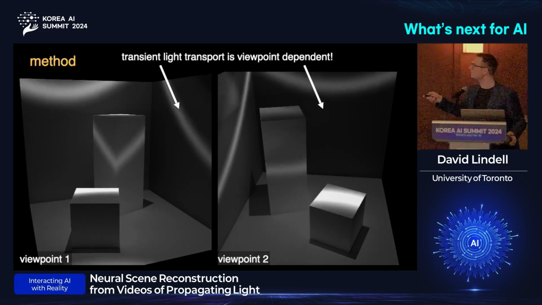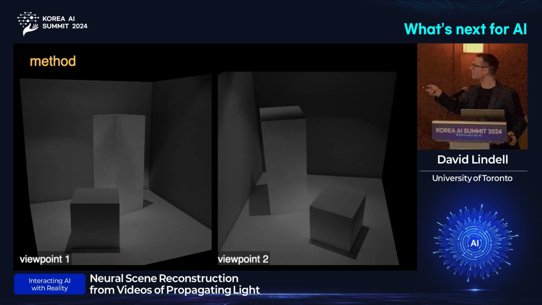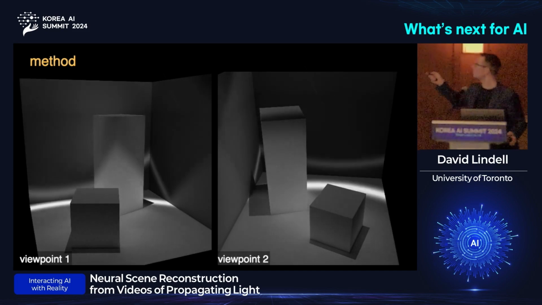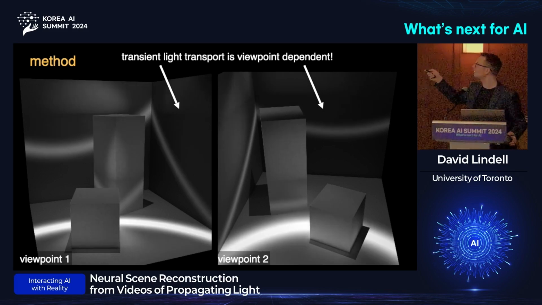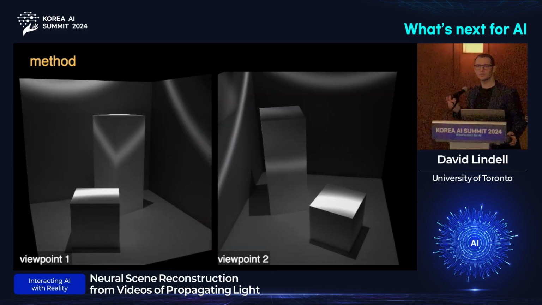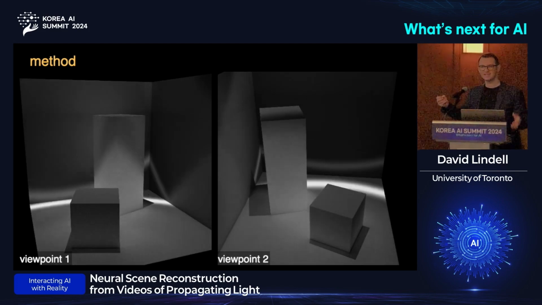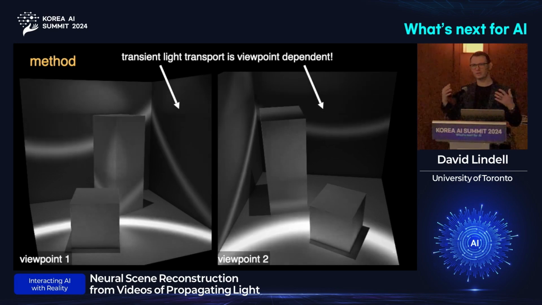So look, for example, at this wall here, and notice how light propagates down and to the left. And this same wall, observed from the other viewpoint, light appears to be propagating differently, right? So why is that? Well, it's because there are different distances to every scene point to our camera, right?